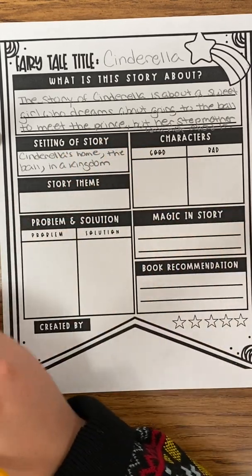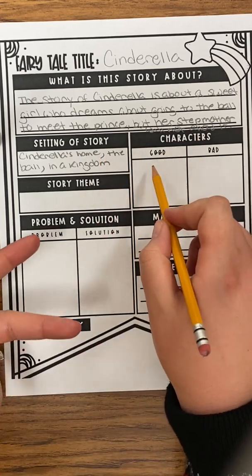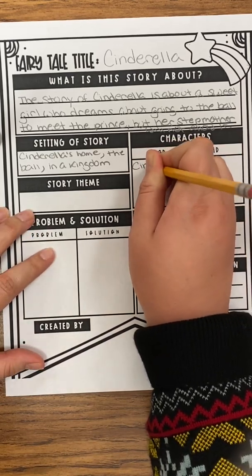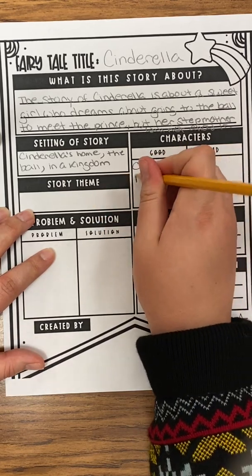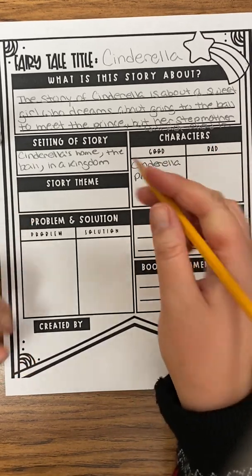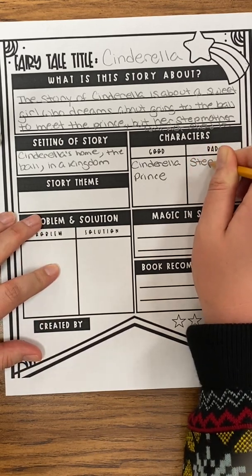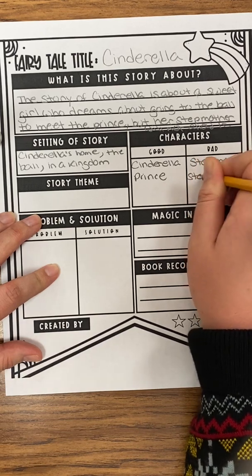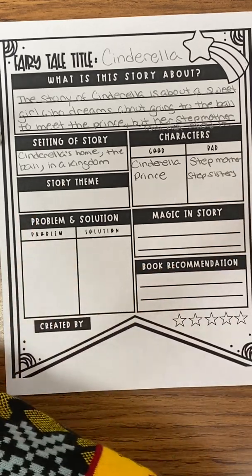Okay. Now, we're going to jump over here and go to the characters. Our good characters in the story, well, one was Cinderella, and then the prince. And then let's go to the bad. The bad, well, that would be the stepmother and stepsisters.